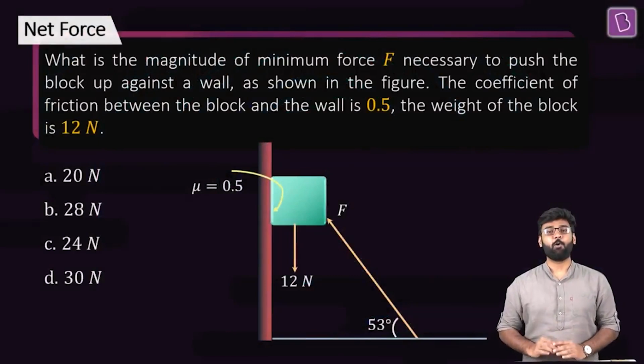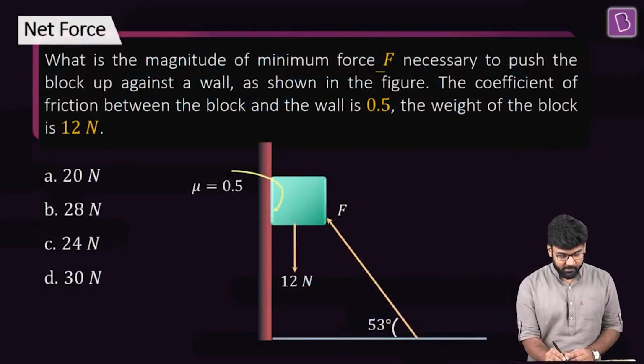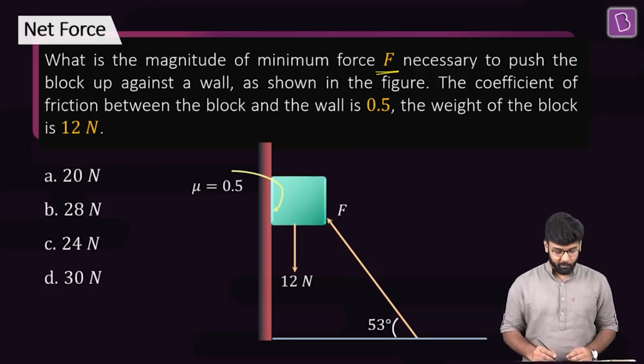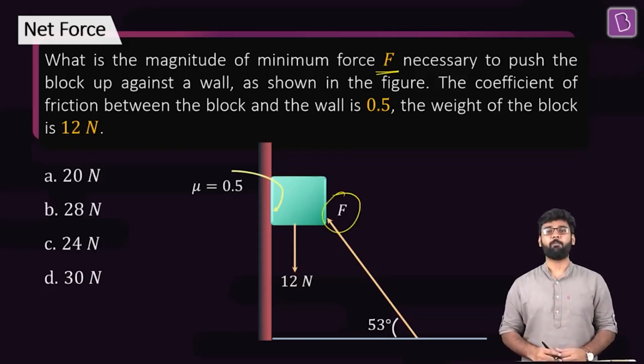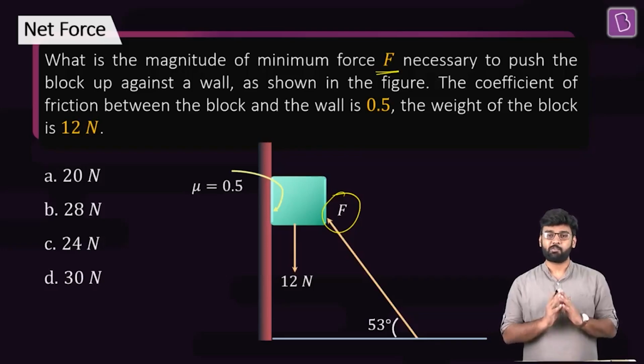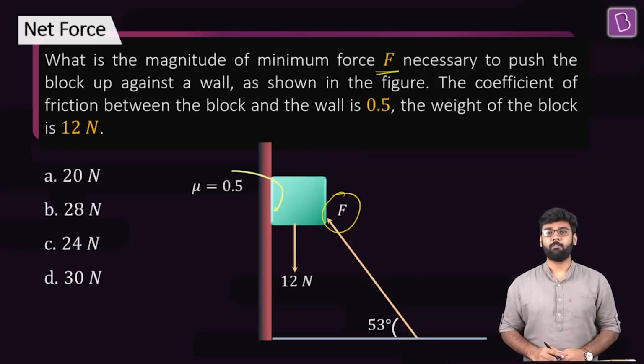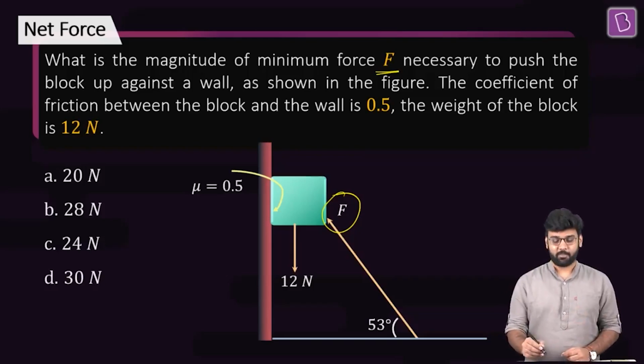Let's see this question on net forces. Here we have to find the magnitude of the minimum value of this force F, which we are applying on this block at an angle of 53 degrees from the negative x-axis. We want to find the minimum value of F such that the block just starts to go up against the wall. It means we don't have to provide any acceleration to this block. We just want the motion to start. It means we need to use the condition of equilibrium. So let's see the FBD of this block.